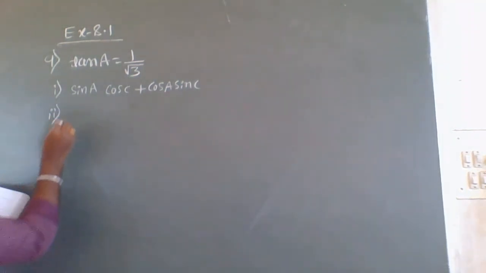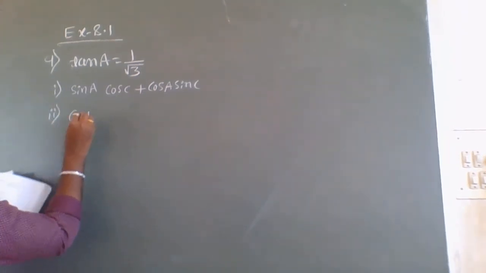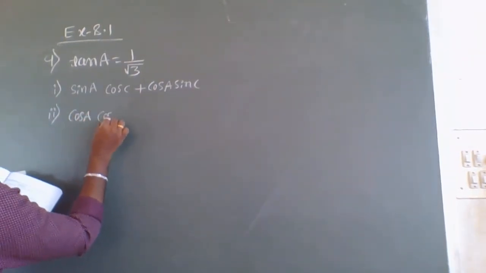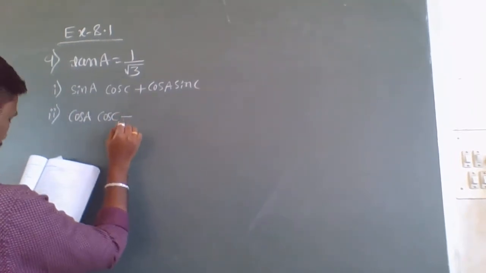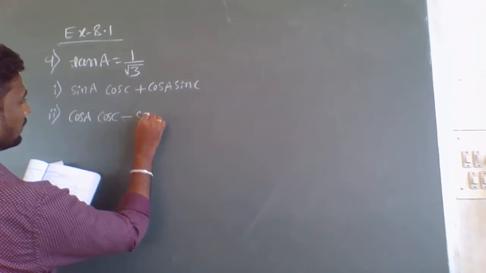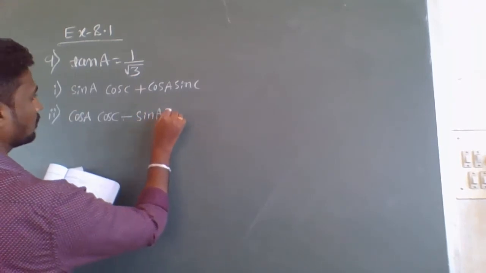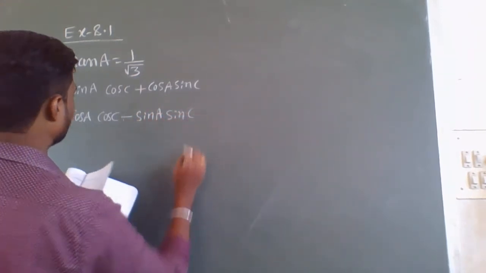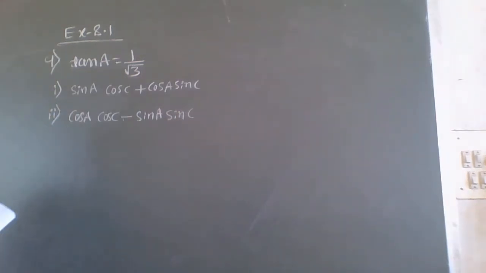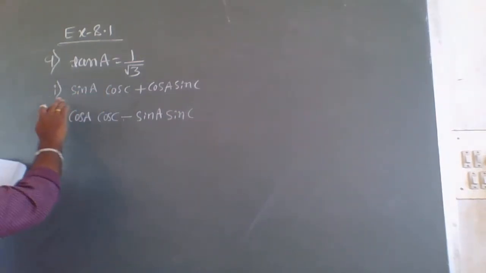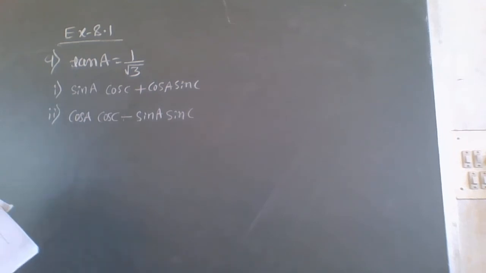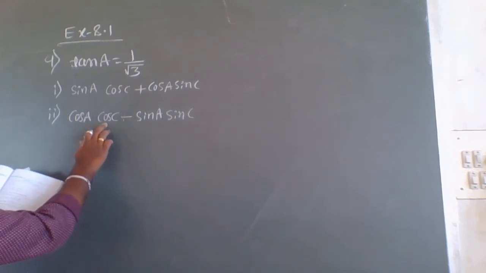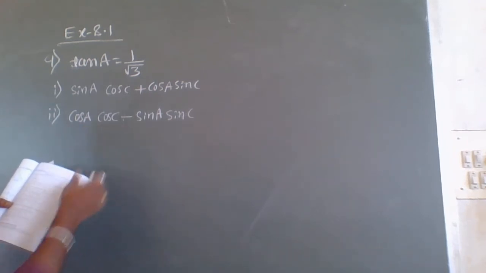and next, second one, cos A cos C minus sin A sin C. So they have given tan A equals 1 by root 3, and we have to find the values of sin A cos C plus cos A sin C, and cos A cos C minus sin A sin C.